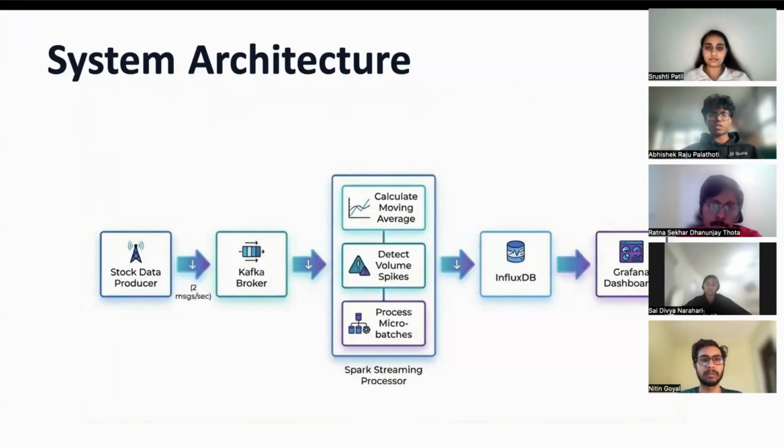The heart of our system is the Spark streaming processor, which performs three critical operations: calculating moving averages, detecting volume spikes, and processing data in micro batches. The processed data then flows into InfluxDB, our time series database, and finally reaches Grafana for real-time visualization. This architecture mirrors what's used at Goldman Sachs and the New York Stock Exchange, processing billions of transactions daily.